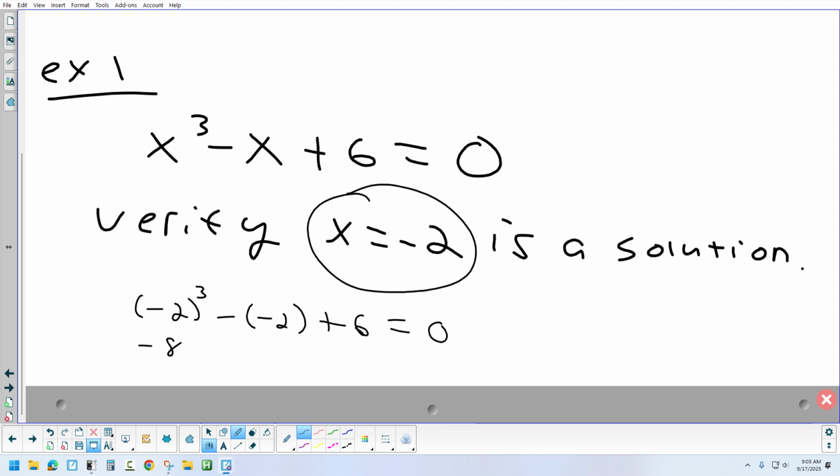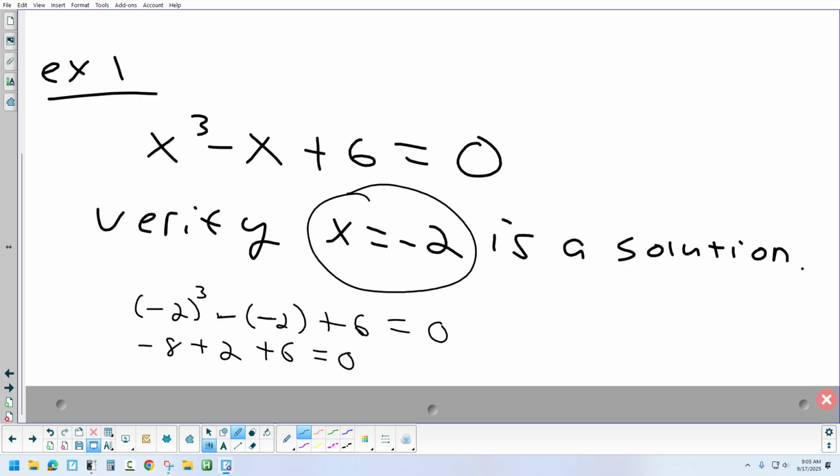Okay, and then Annalise, what's -2 squared? 4. Minus a -2. What happens when you subtract -2? It just turns into +2. Yeah. So we have -2 cubed, we did that. Minus -2 is +2, +6.